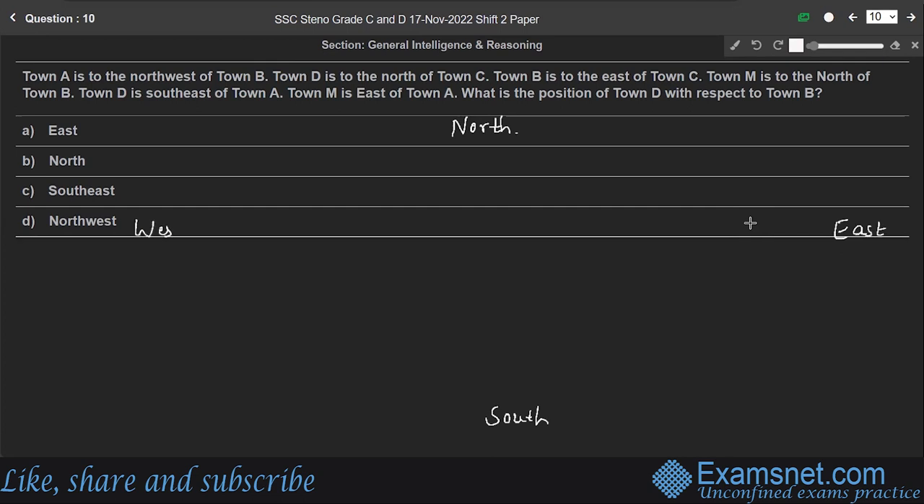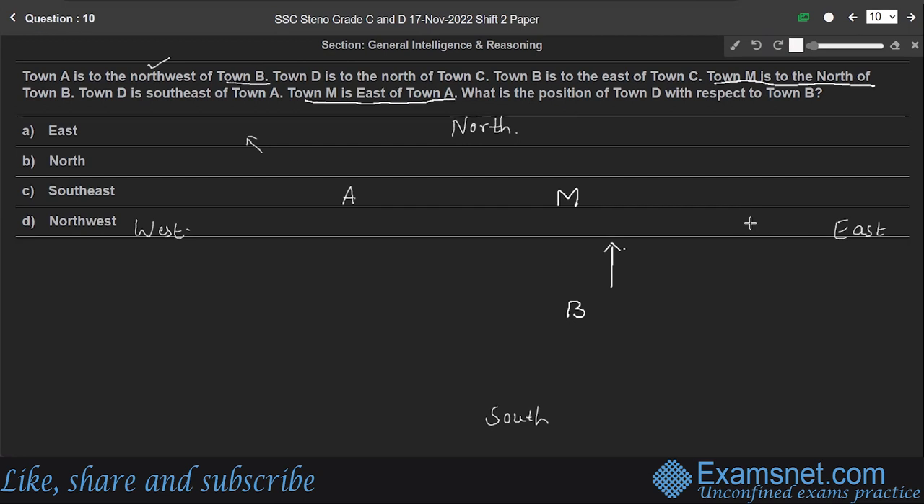East and west. Right? It is given that town A is to the northwest of town B. Right, so northwest means this direction, right? So we'll consider town A somewhere here. It is to the northwest of town B, so we'll consider town B somewhere here, right? And next point is, we'll consider the position of town M, right? Town M is to the north of town B, so we'll consider town M to the north of town B, right? And also town M is east of town A, right? Therefore, we'll consider position of town M here, right? So to the north of B and to the east of town A.